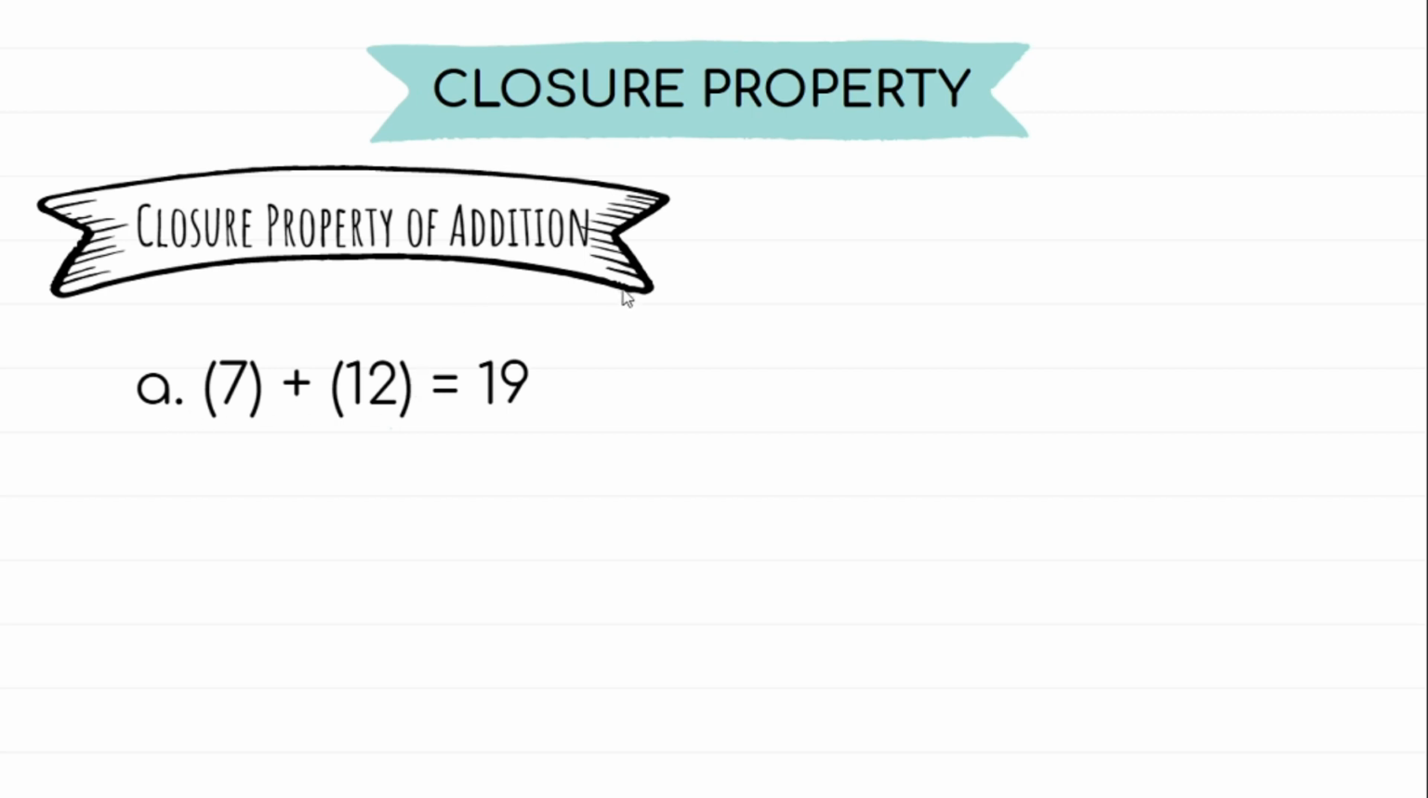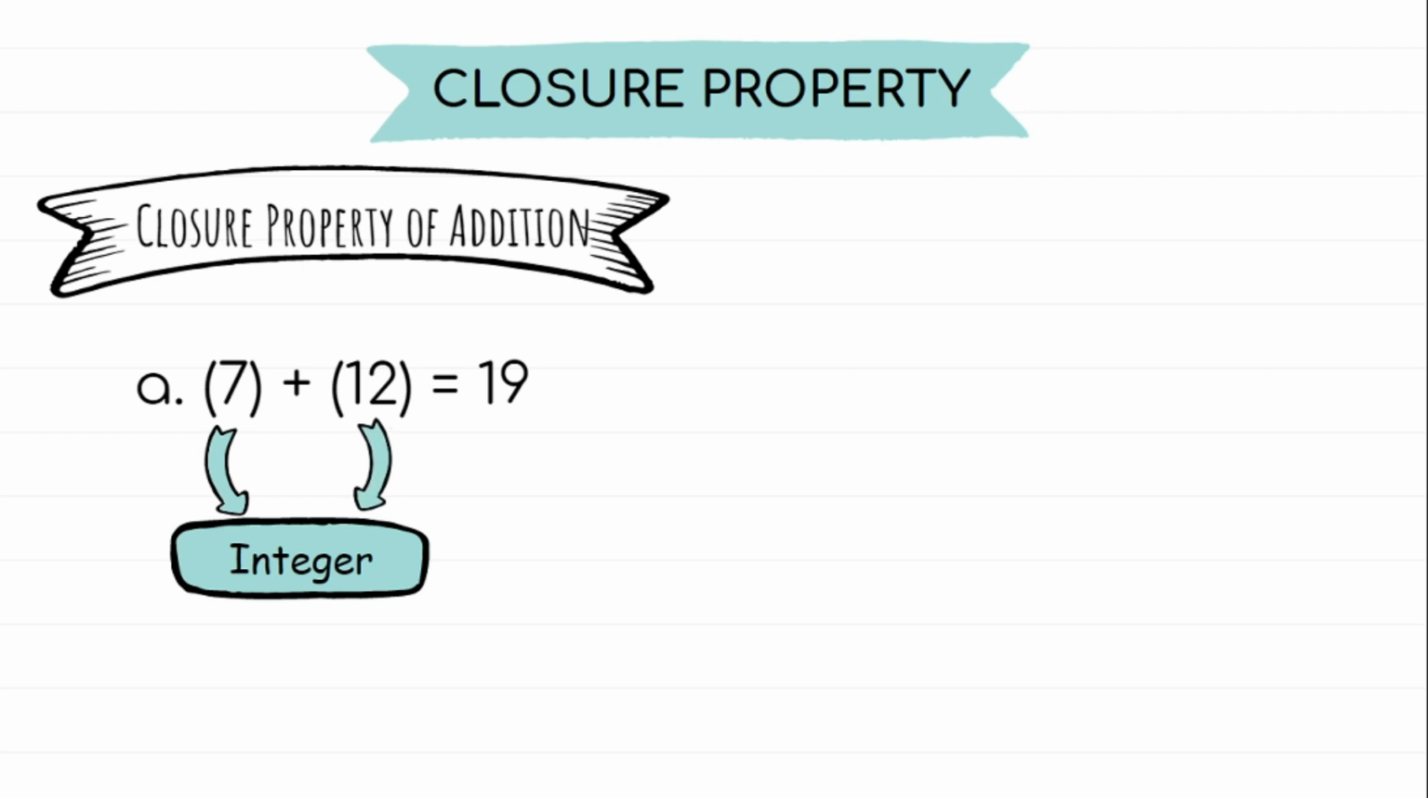Ang closure property para tong first is yung addends natin. Ang first addend natin ay positive 7, tama? At ito ay mako-consider natin as integers, right? Kasi ang definition natin sa integers ay negative numbers, positive, and 0. And then itong 12 ay mako-consider din nating integer.